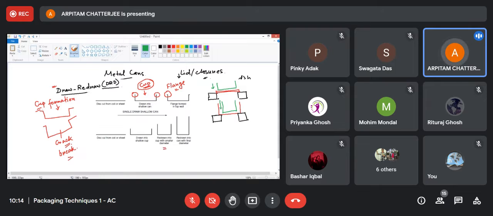So what is going to happen, basically this part which was earlier a part of your diameter now gets added to your height. Okay, so finally you get a taller can with smaller diameter. So this process is called drawing. This first process is cup formation or drawing, and consequent processes are called redrawing. Okay, so that is why it is called drawing, redrawing.